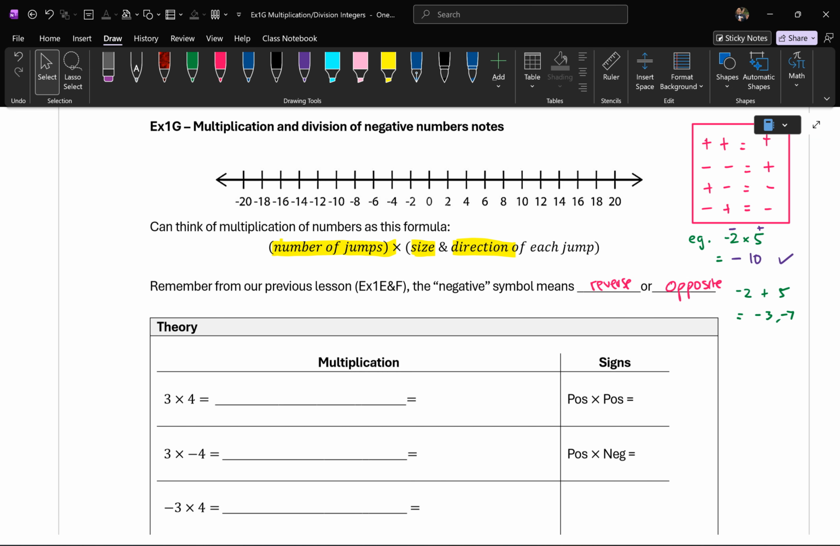Let's have a look at multiplications that you learned in primary school. And as I'm leading you to the concept of negative 3 times 4 and then negative 3 times negative 4, hopefully you understand the logic here.